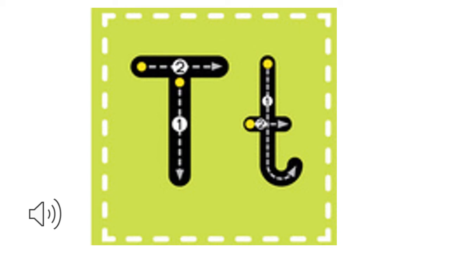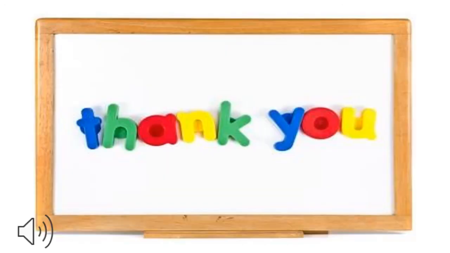Now we will trace small t. First, from the top, come down with one standing line and then curve a little and go up. Now lift your finger and draw a small sleeping line. This is small t. So trace uppercase T and lowercase t.